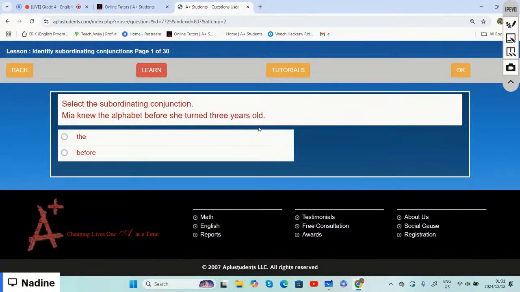It says Mia knew the alphabet before she turned 3 years old. What is the subordinating conjunction within that sentence? Is it the, or is it before? The or before?